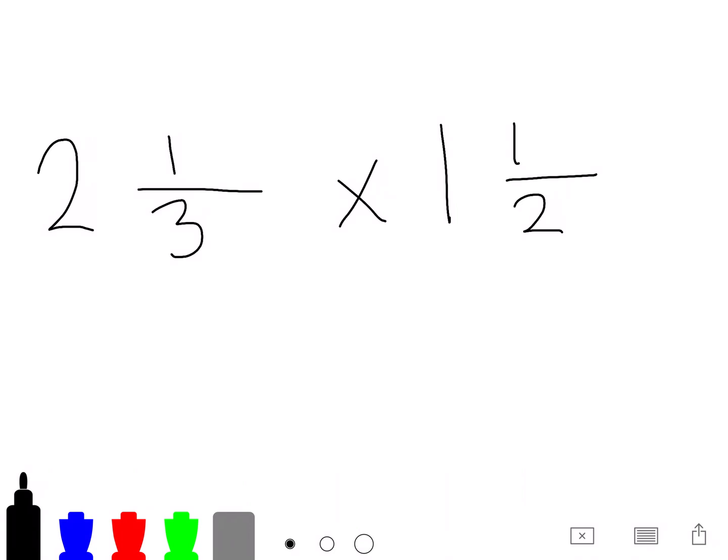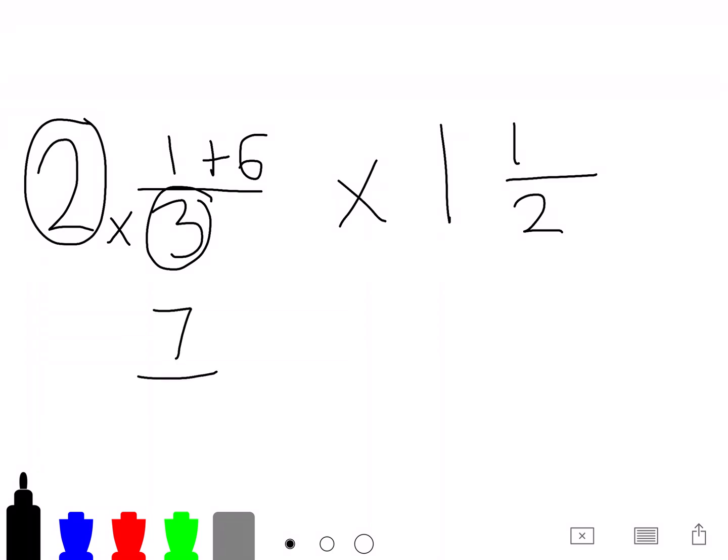So now I can jump into the process of actually converting these numbers to improper fractions. Remember, an improper fraction is a fraction where the numerator, the number on top, is bigger than the denominator, the number on the bottom. So what I'm going to do here is I'm going to take this 2, the whole number, and I'm going to multiply that by the denominator, 2 times 3. Well, 2 times 3 equals 6. And so what I'm going to do is I'm going to add that to the numerator. So 1 plus 6 becomes 7, and then your denominator stays the same.